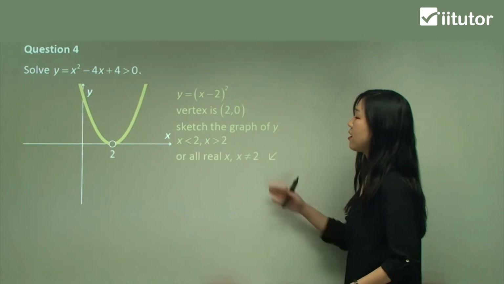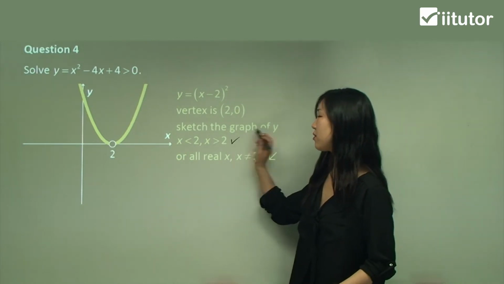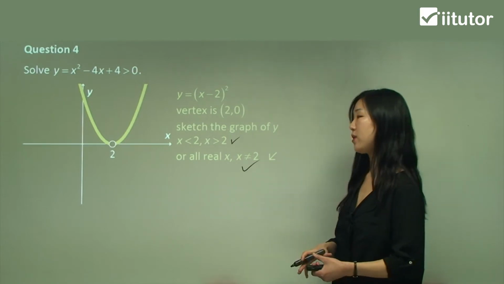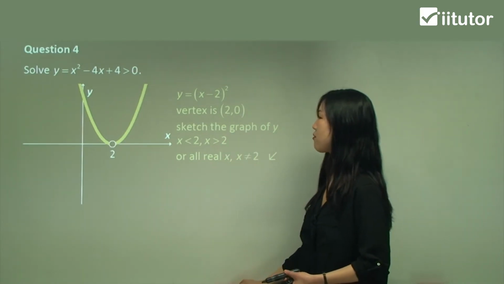So all real x, but x can't be equal to 2. That's another way you can put it. So this is also fine, or this is also fine too. You can say all values, but we exclude x equals to 2. So those two are 2 different ways of writing the solution.